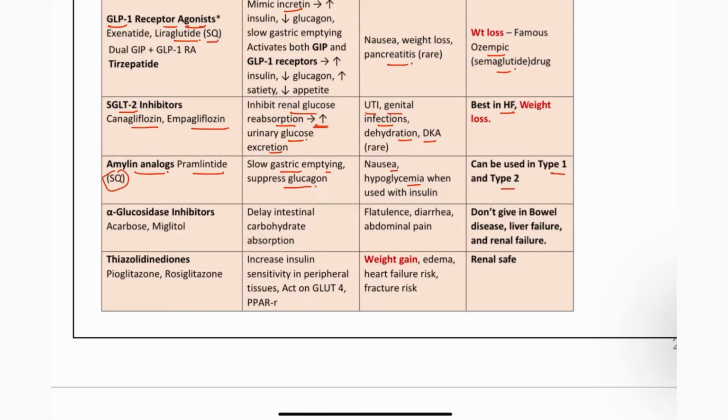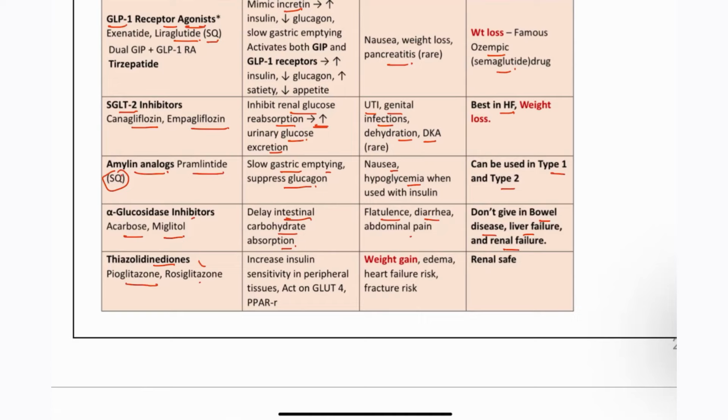Next, alpha glucosidase inhibitors. This will delay the intestinal carbohydrate absorption. That's why, with acarbose and miglitol, flatulence and diarrhea will be seen in this patient. It should not be given to patients who are suffering from inflammatory bowel disease, liver failure or renal failure. Next, thiazolidinediones, which will end with the glitazones.